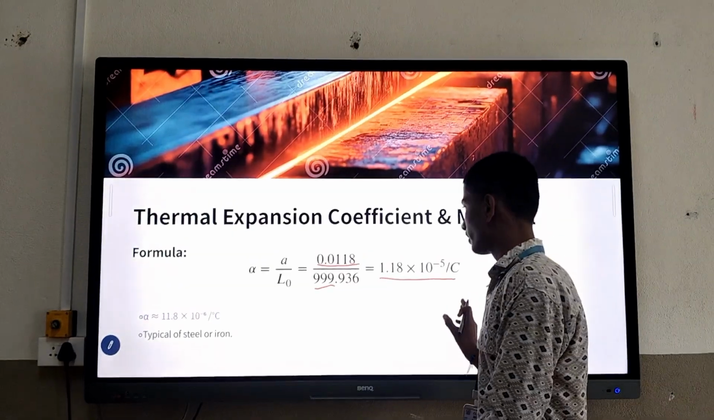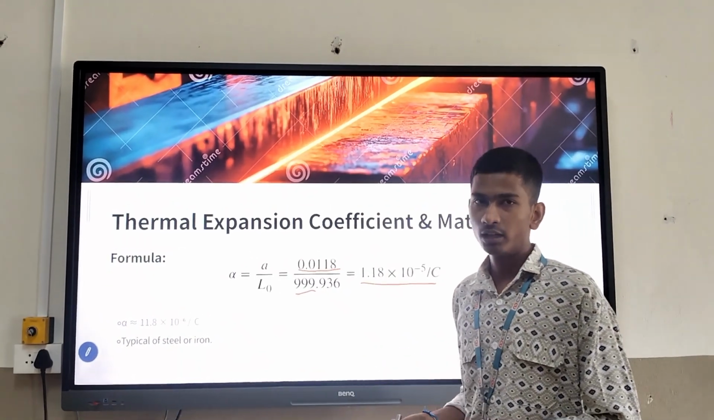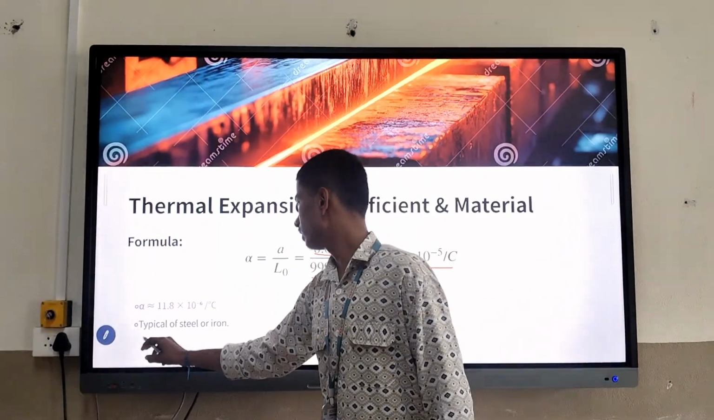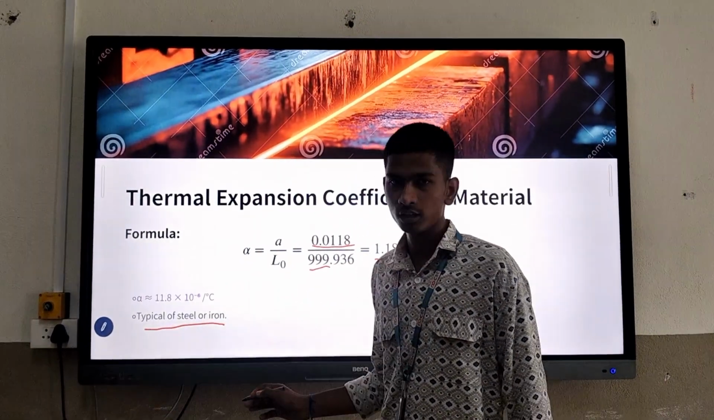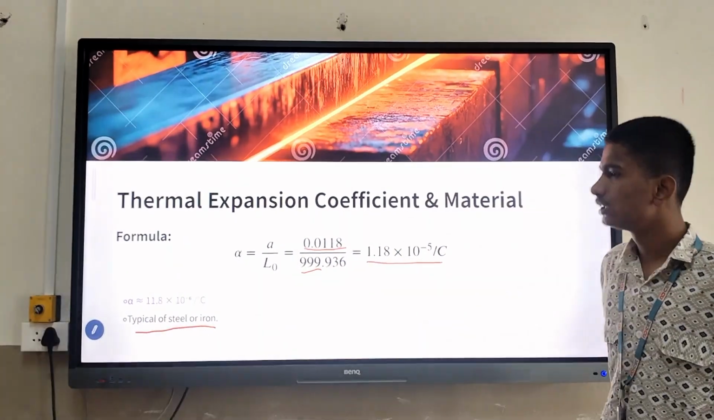For this value of the coefficient of expansion, we searched and found which material fits it, and the typical material is steel or iron, which has a coefficient of expansion of 1.1 into 10 raised to minus 5.